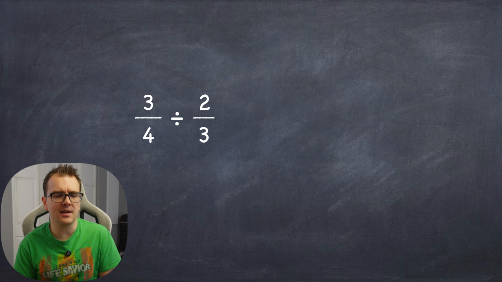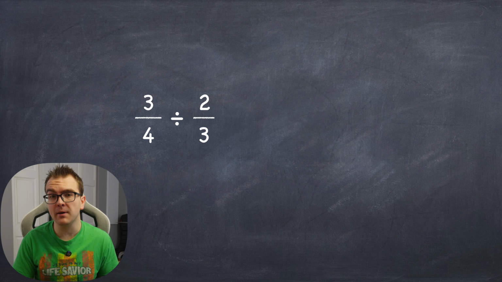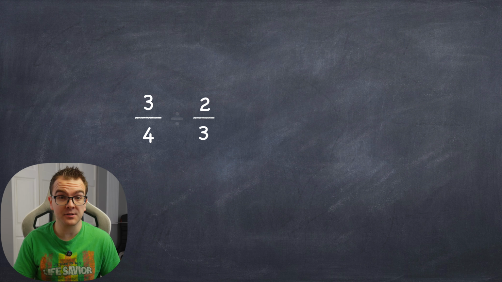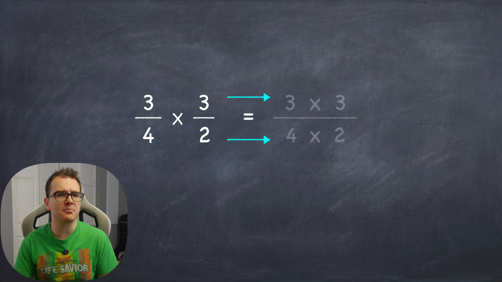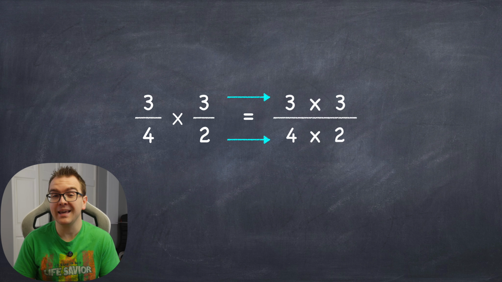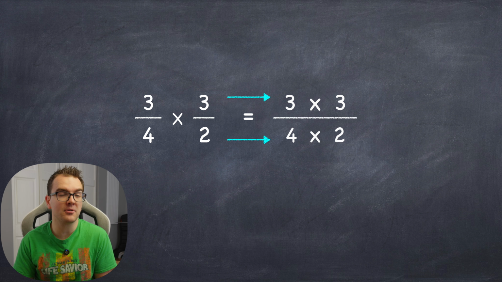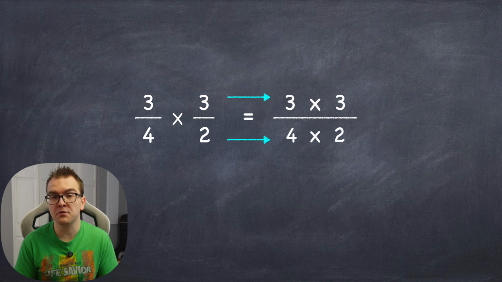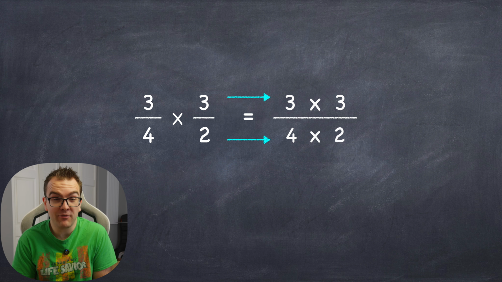So let's take a look at our example. 3/4 divided by 2/3. So let's flip the second fraction. And when we do this, our division problem now becomes a multiplication problem. So instead of 3/4 divided by 2/3, it's now 3/4 times 3/2. Now this we can do because we can multiply fractions.